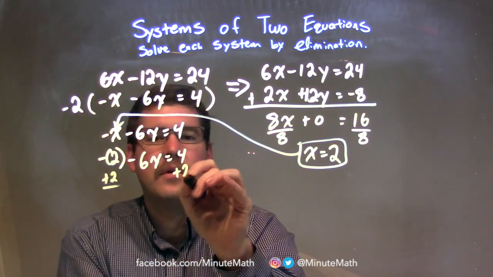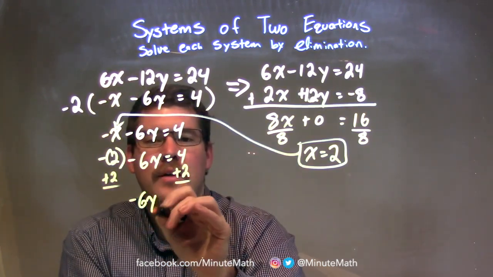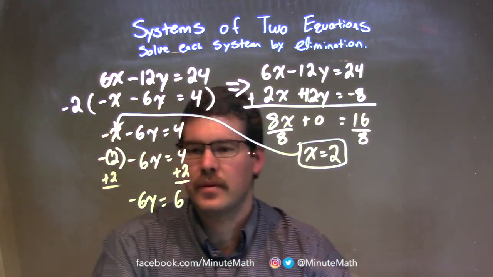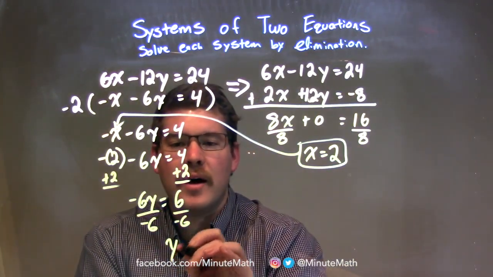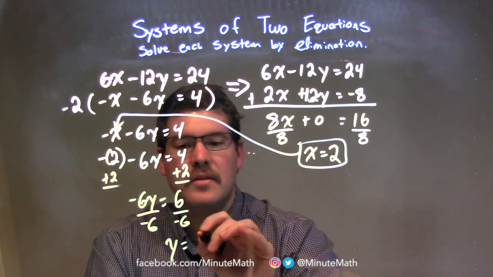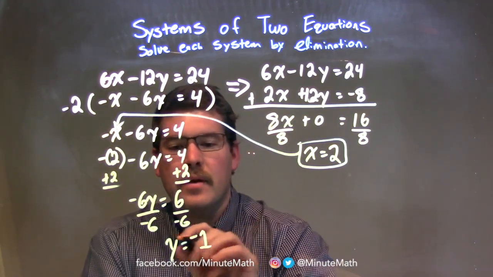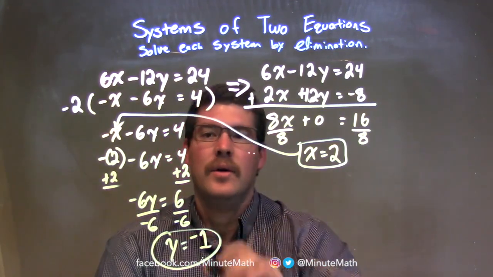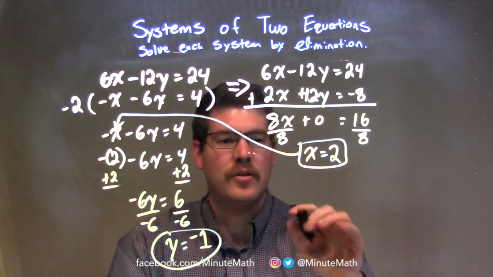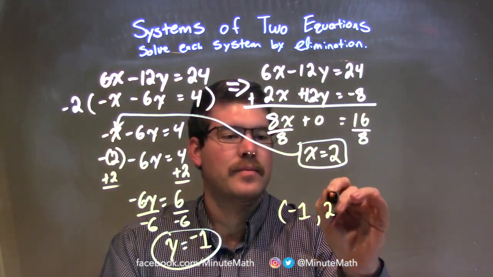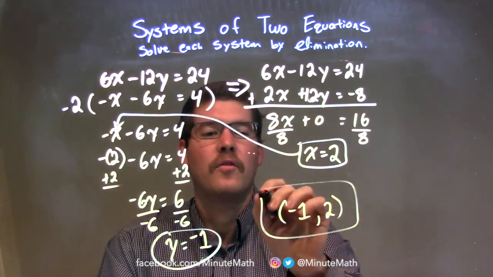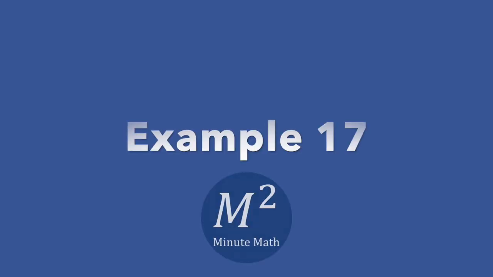This gives me negative 6y by itself equals a positive 6. Okay, divide by negative 6 to both sides. We have y equals 6 divided by negative 6 is a negative 1. So we have our x value and our y value. They can come together to be a coordinate point, which is negative 1, comma 2. Here we have it, our final answer.